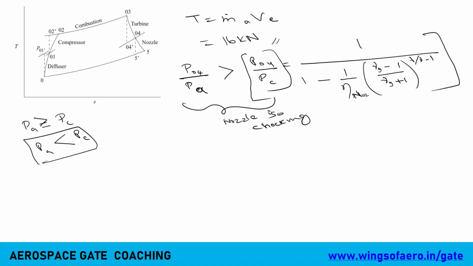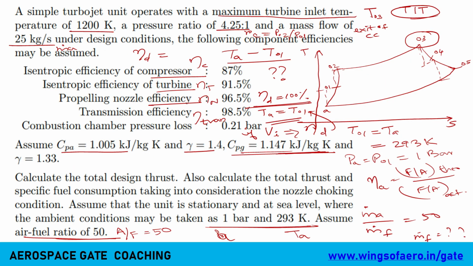So let's continue to solve this problem. Before starting, let's have a look at where we have stopped. So this was the question, right? They have given the efficiencies and losses, and they asked to calculate the total design thrust and also to calculate the total thrust and specific fuel consumption in the case of nozzle choking condition. Fine.